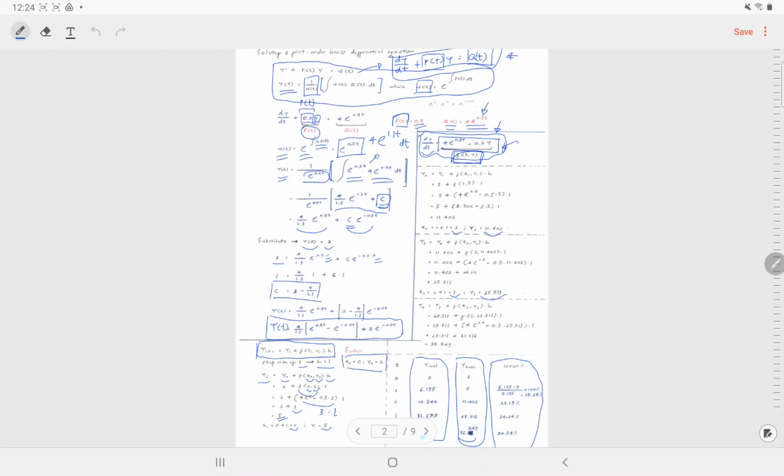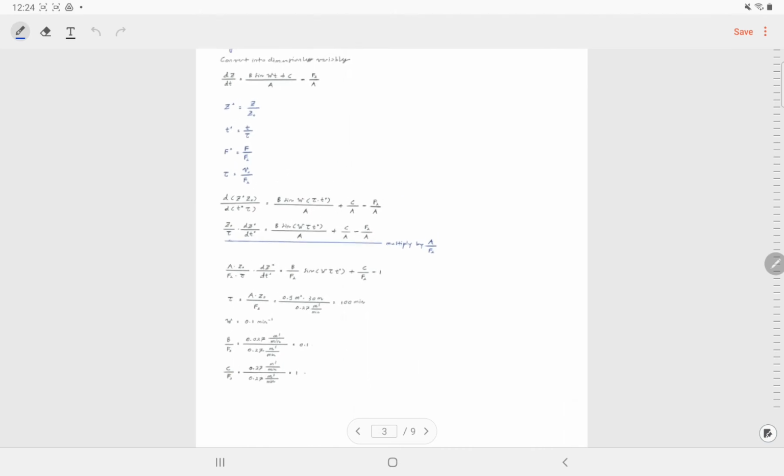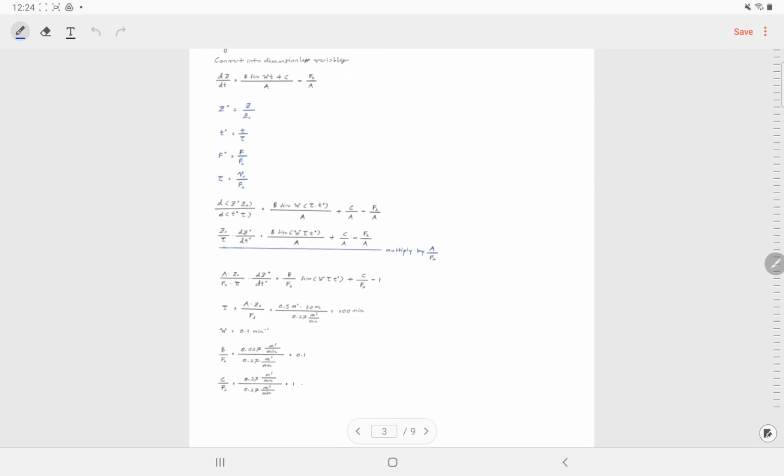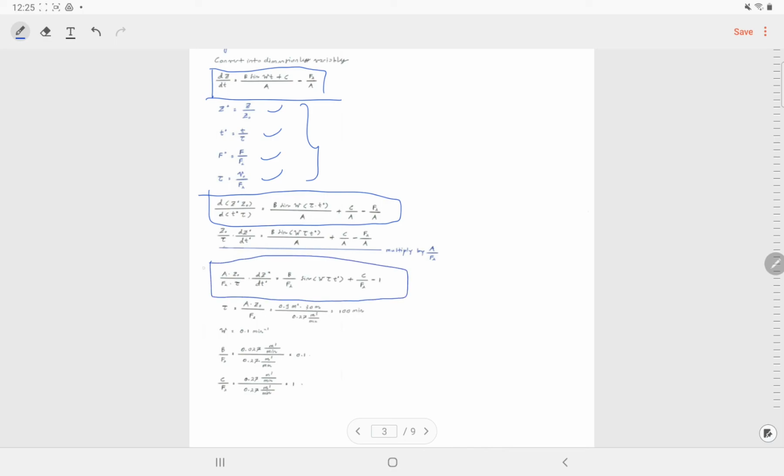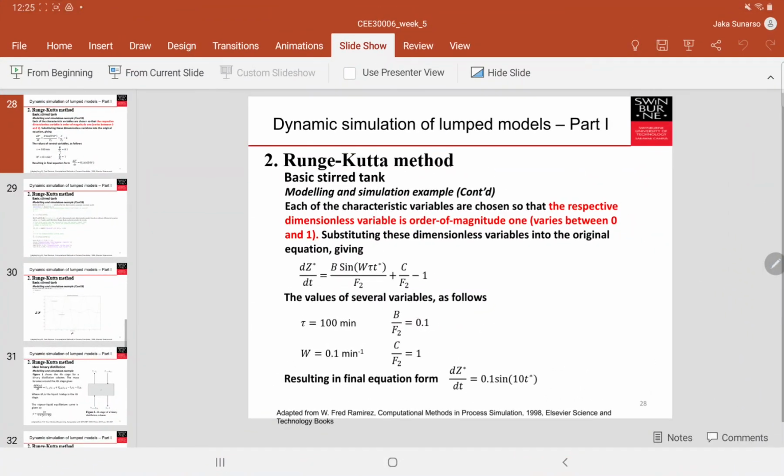Okay, if I move to page 3 here, it is basically showing these conversions into the dimensionless variables. So this one is the height, this one is the time, this one is the flow, this one is the residence time, and then you convert these into the variables here based on these 4 equations. Okay, so that you get these things here, and by inserting all these values, you will get that b divided by f2 will be equal to 0.1 and c divided by f2 is equal to 1. So now we get this here.